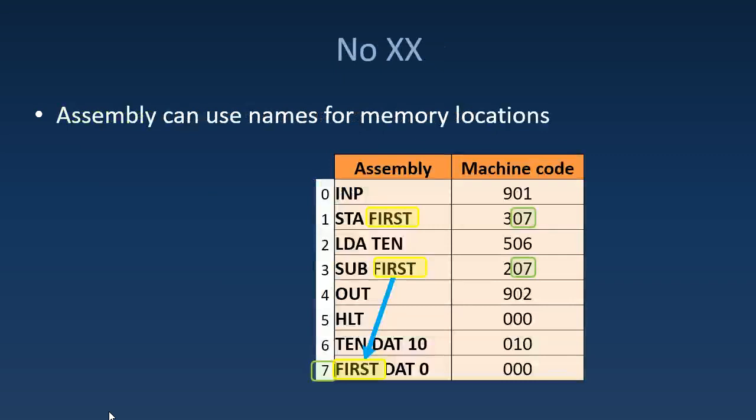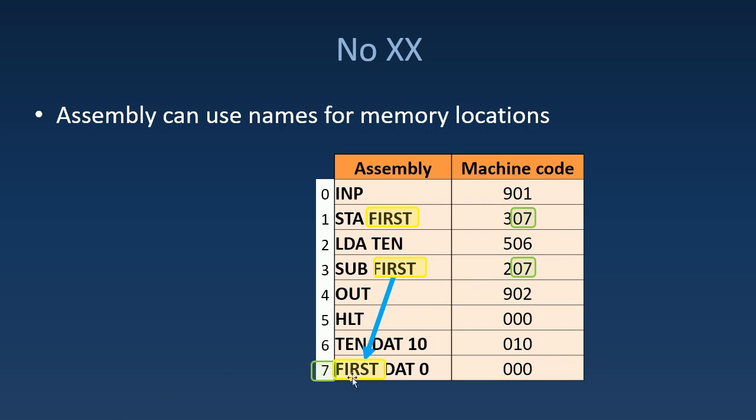Right? So when I say store to location 7, I don't actually have to know that it's location 7. I just say store to the location called first. And the assembler, the program that's going to take our assembly and turn it into machine code, will do the work of figuring out that 07 is where the first is, and so store first should be 307.